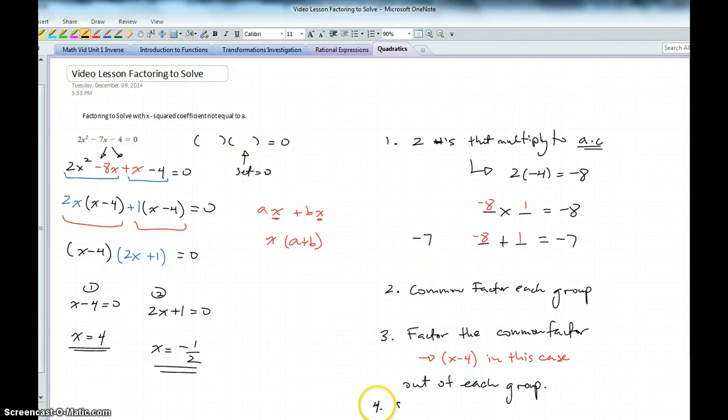So set each factor to 0 and solve. Note the solution here: I bring the positive 1 over, it becomes negative 1. I divide by the coefficient on x. It's going to be the same every time, guys.